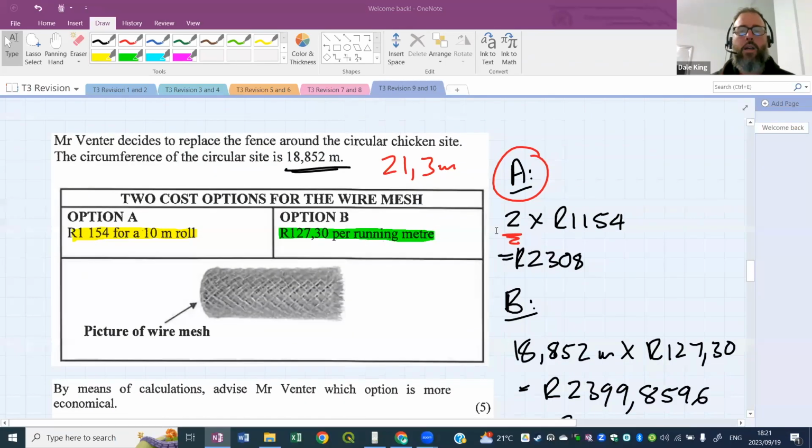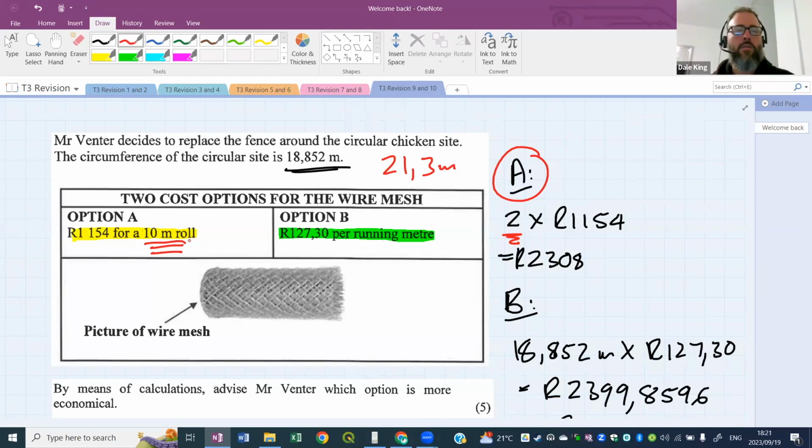Bianca, I think you're talking about the 2 here at the top. So it says here that it's a 10-meter roll for option A. So you have to buy it in a 10-meter roll. And I've done this often. You go to Builder's Warehouse, you want a piece of wood. And you say, listen, I need 2.1 meters of this wood. And they say, sorry, we only sell them in 3-meter lengths. They won't cut it down to 2.1 meters for you.